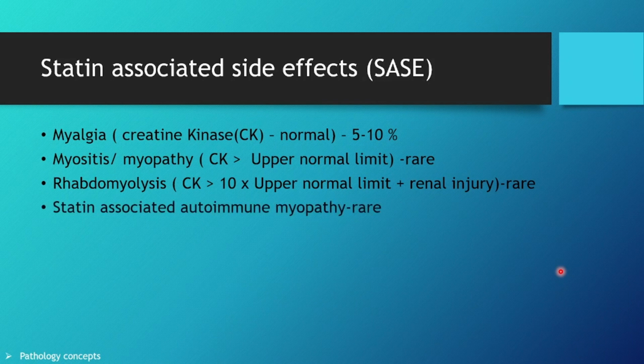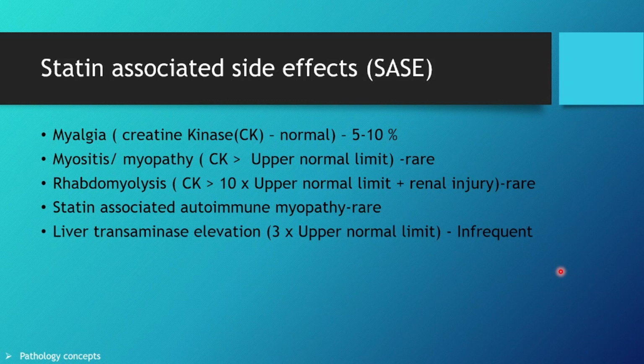Fourth is statin associated autoimmune myopathy, it is also rare. Fifth is liver transaminase elevation, where the liver enzymes are elevated more than 3 times the upper limit, and it is an infrequent side effect. And sixth is hepatic failure, it is rare.